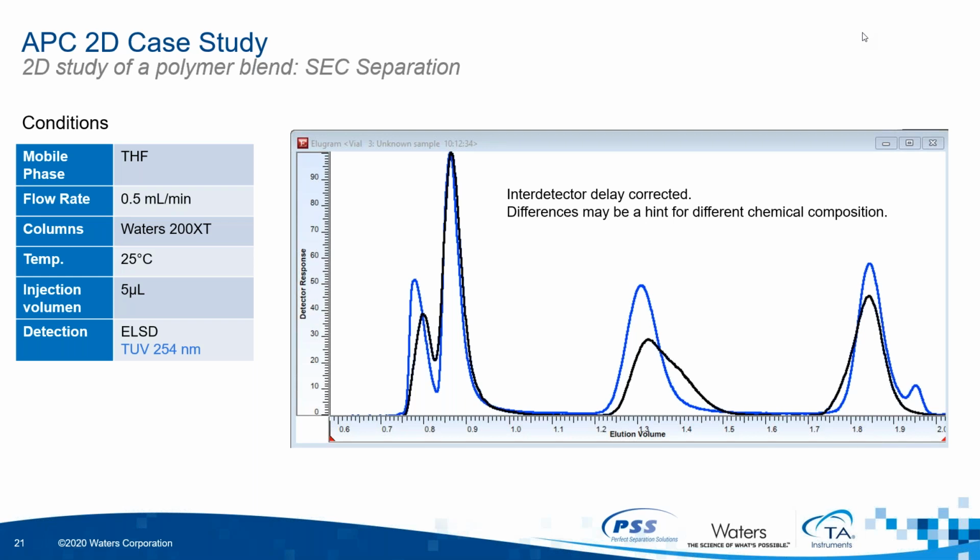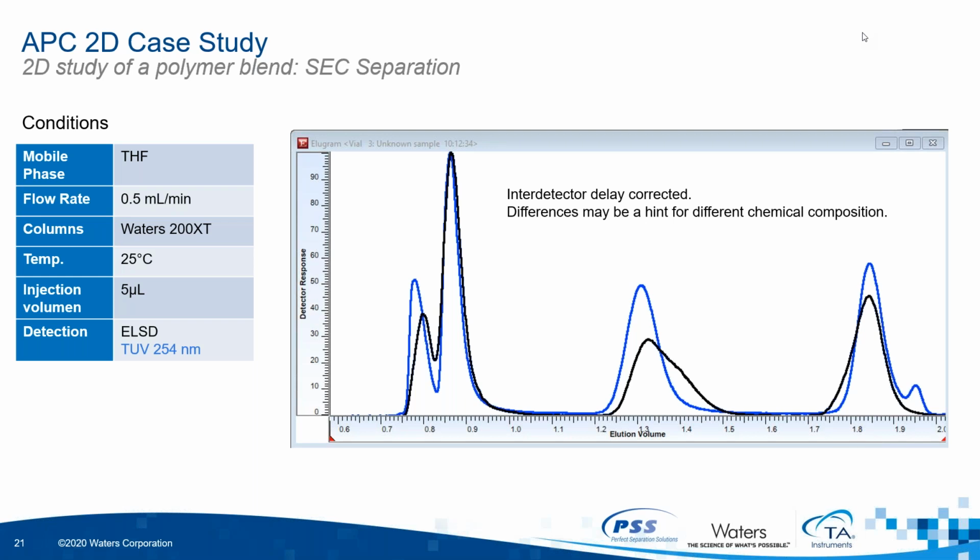So you might ask yourself, what are the first steps? How do I go about developing a method? When starting method development for a 2D method, you run both dimensions individually to get an idea how many peaks you get and where they elute. In this case study, SEC was done first to separate on 2 separate detectors.